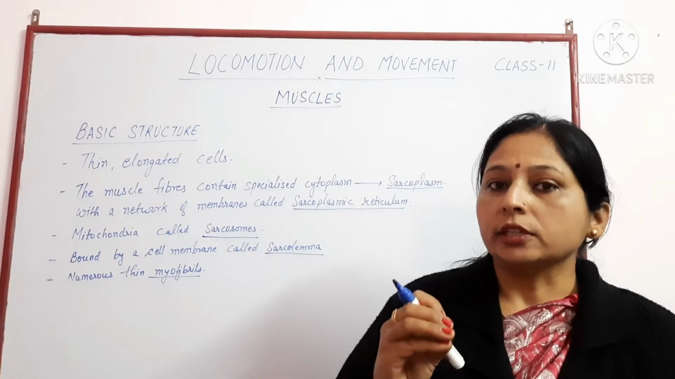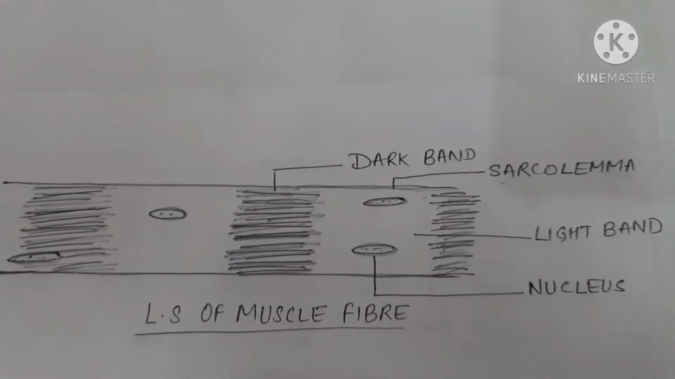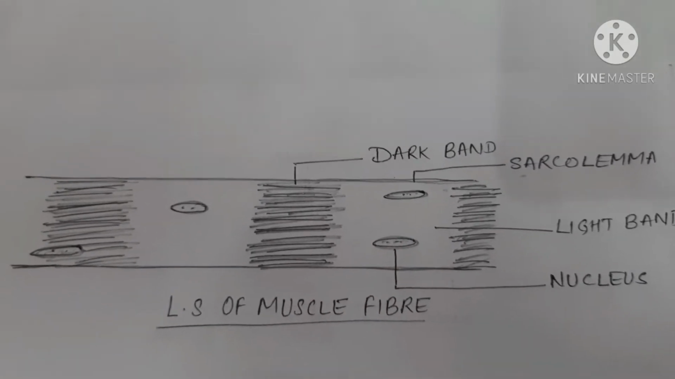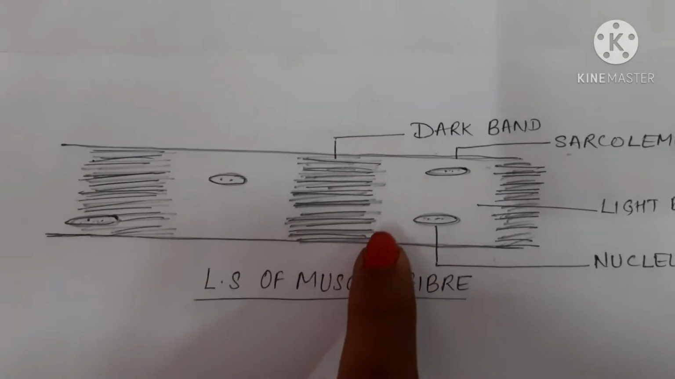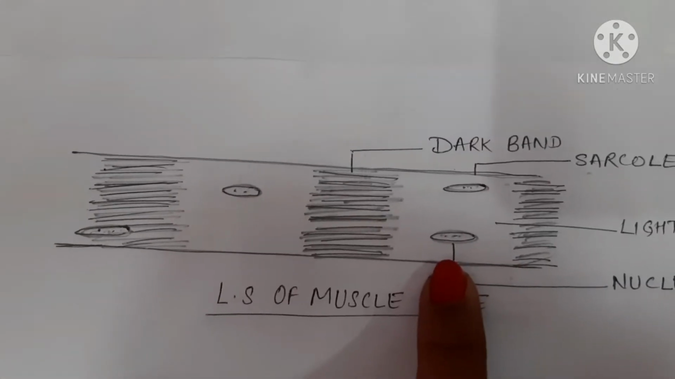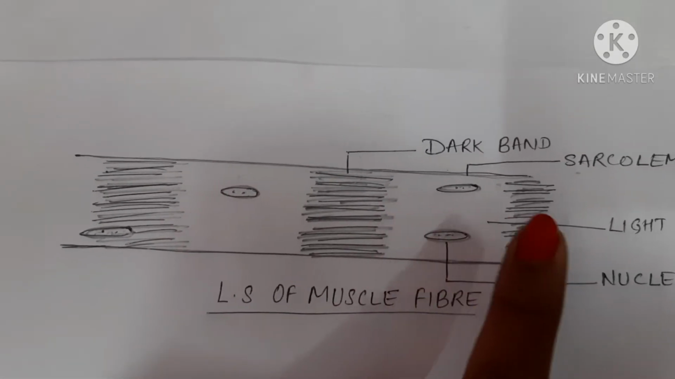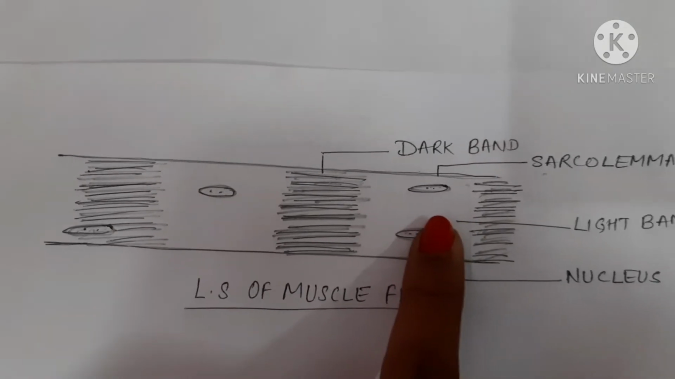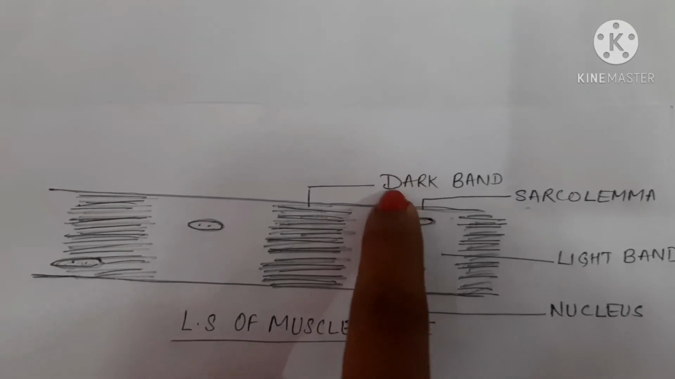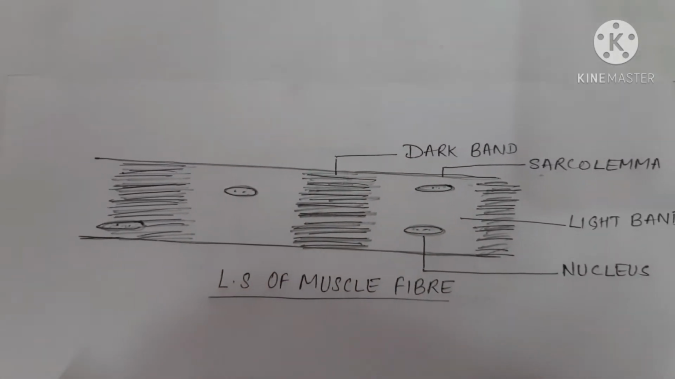This basic structure we will study in the diagrams shown in the figure. Now this is the structure of the LS of a muscle fiber, where you can see these areas are the dark bands and the nucleus is there. The area where the bands are not appearing, which is lighter in color, is termed the light band. The membranous covering here is the sarcolemma. This is the LS of a muscle fiber.